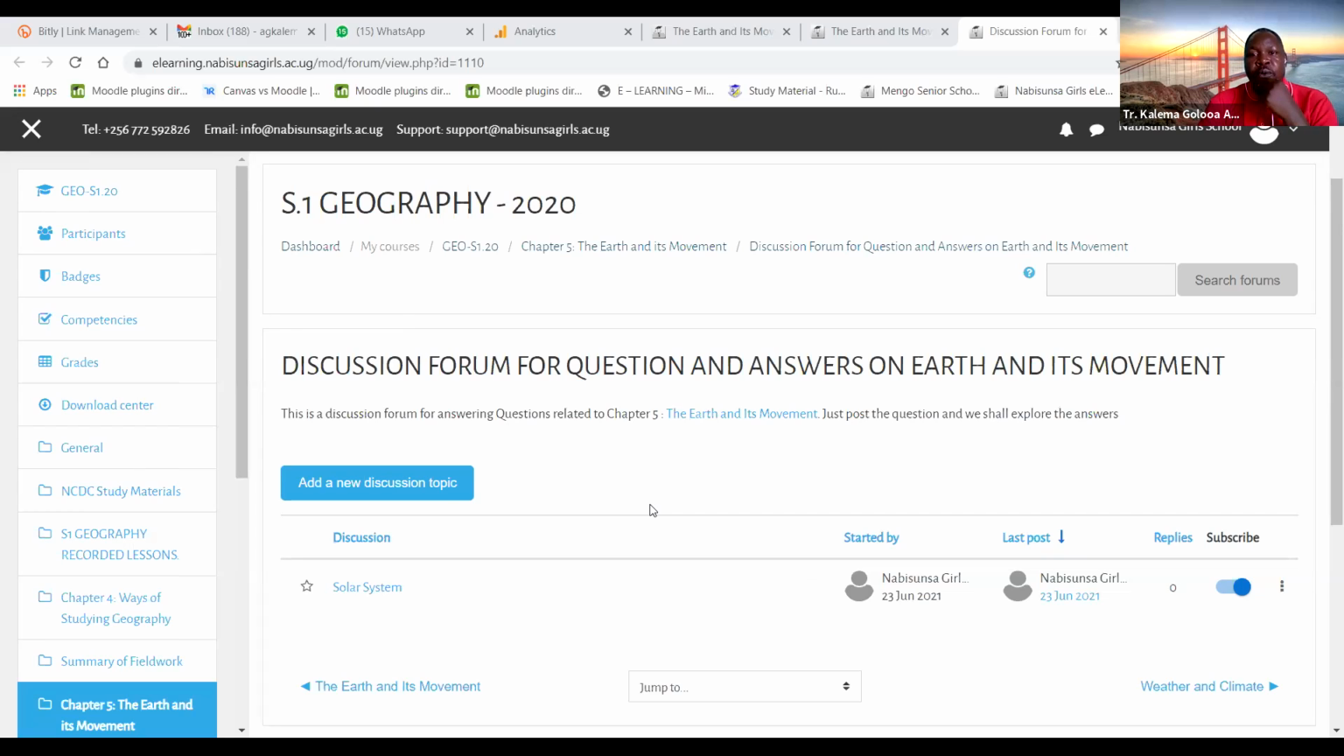Now, those of you who already have accounts on the Nabisunsa platform, just log in using your accounts. If you don't have, for that course, log in as guest. I have allowed guest access. So log in as guest if you don't have an account there. I need you to run through as an individual, but I know that some people might have challenges, so I'll go through with you slowly. We shall go through together.